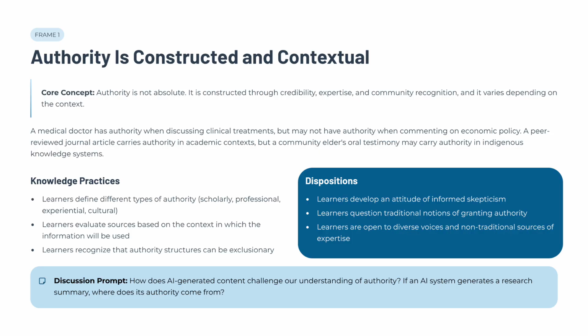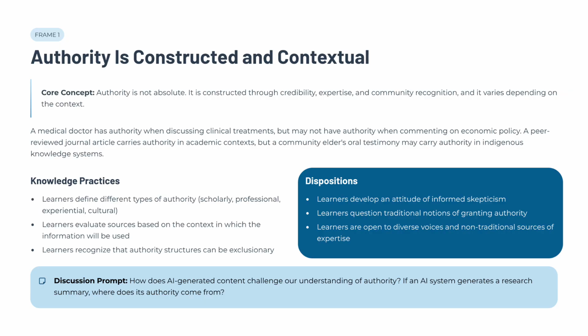In terms of knowledge practices, learners who grasp this concept can define different types of authority: scholarly, professional, experiential, cultural. They evaluate sources based on context, not just, is this a good source, but is this a good source for what I'm trying to do? And they recognize that authority structures can be exclusionary, that the systems we use to grant authority have historically kept certain voices out. The dispositions here are about developing informed skepticism, not cynicism, but a healthy habit of questioning, and being open to diverse voices and non-traditional sources of expertise.